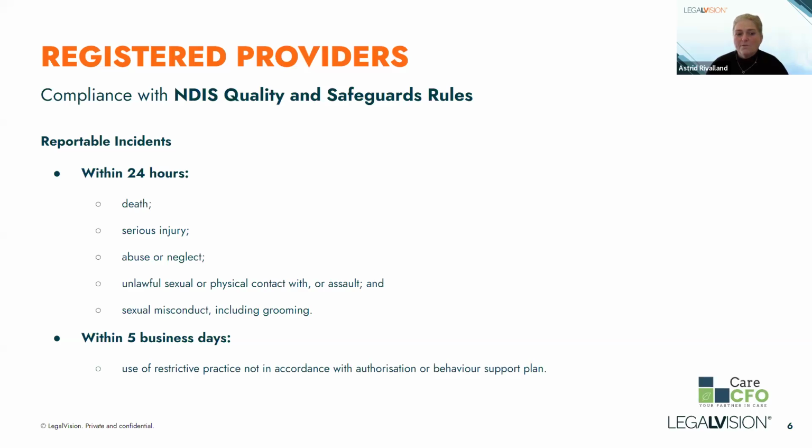What actually needs to be reported? For something to be reportable, there needs to be an incident, and it has to have happened or be alleged to have happened in connection with the provision of supports or services. This includes the death of a person with disability, serious injury of a person with disability, abuse or neglect, unlawful sexual or physical contact, sexual misconduct, and also the use of an unauthorized restrictive practice.